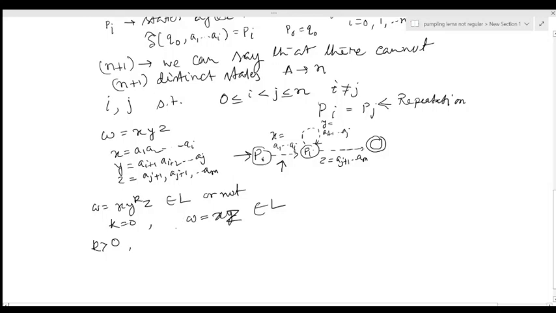we get that for reading the x part it goes from p0 to pi. For reading y it goes from pi to pj, where pi equals pj, and then for reading z it goes from pj to the final state.